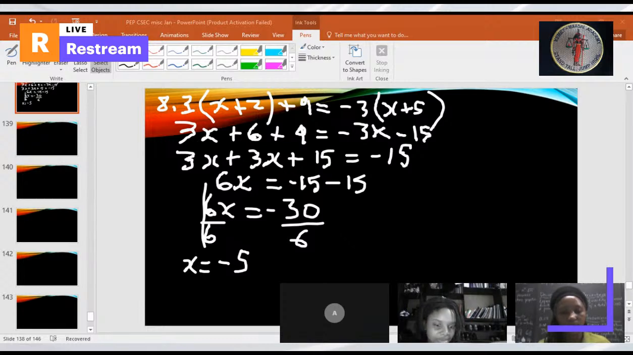Repeat please. I'm saying, rather than say 3 times negative 5 plus 3 times 2, you can just plug in the negative 5 where x is and work out the negative 5 plus 2, then multiply that by 3. So that would give you negative 9 plus 9, which is 0.